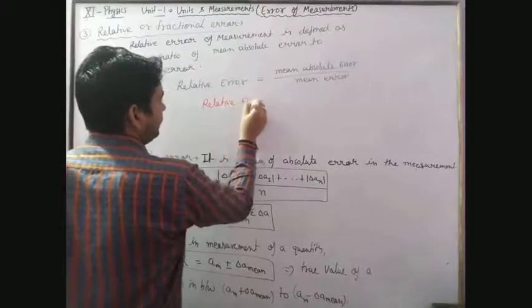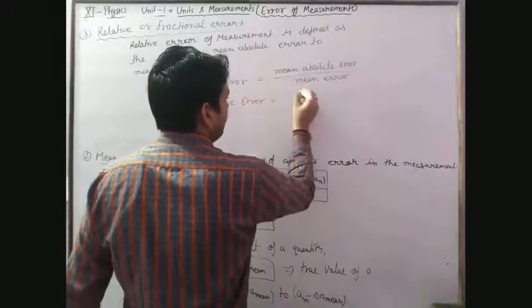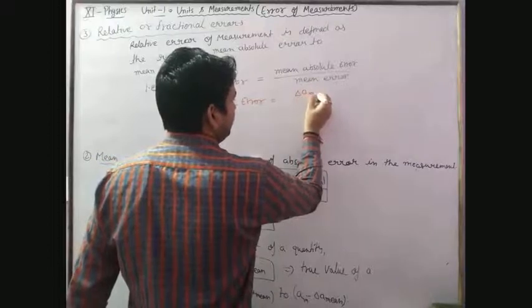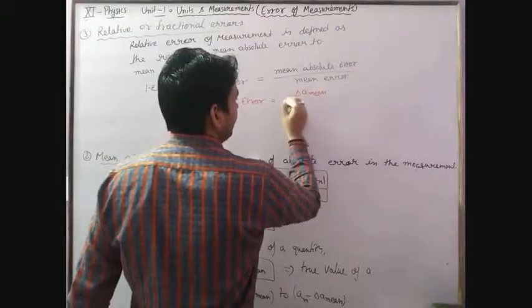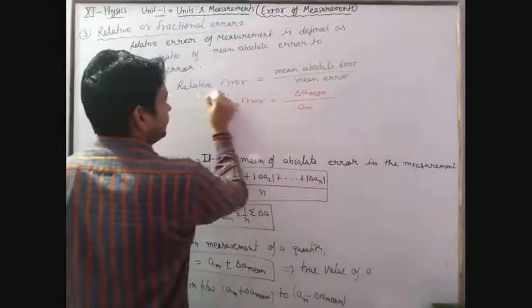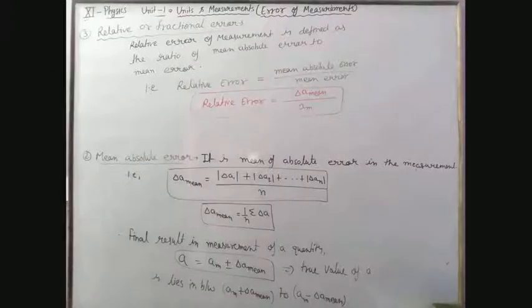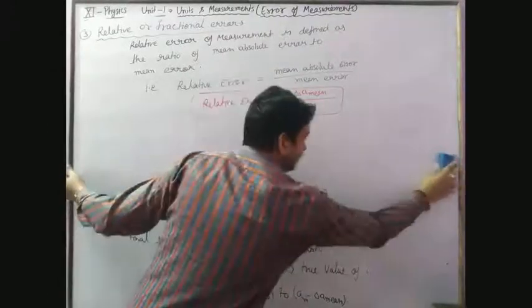Relative error is equal to del A mean upon A mean. This is the relative error in the measurement.